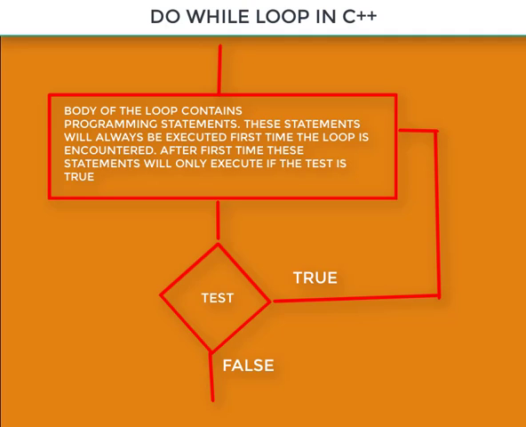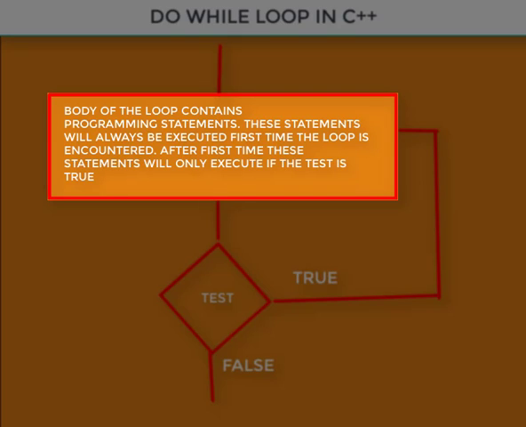Let's see how the control moves around in a do-while loop. As you're coming down the program, you encounter the do-while loop. More specifically, you encounter the body of the loop first. The body of the loop contains the programming statements. Since there is no test to be performed at the beginning, the statements in the body of the loop will execute. Therefore, in a do-while loop, the statements in the loop will always execute once, unlike the while loop, where if you fail the test the first time, the statements are never executed.